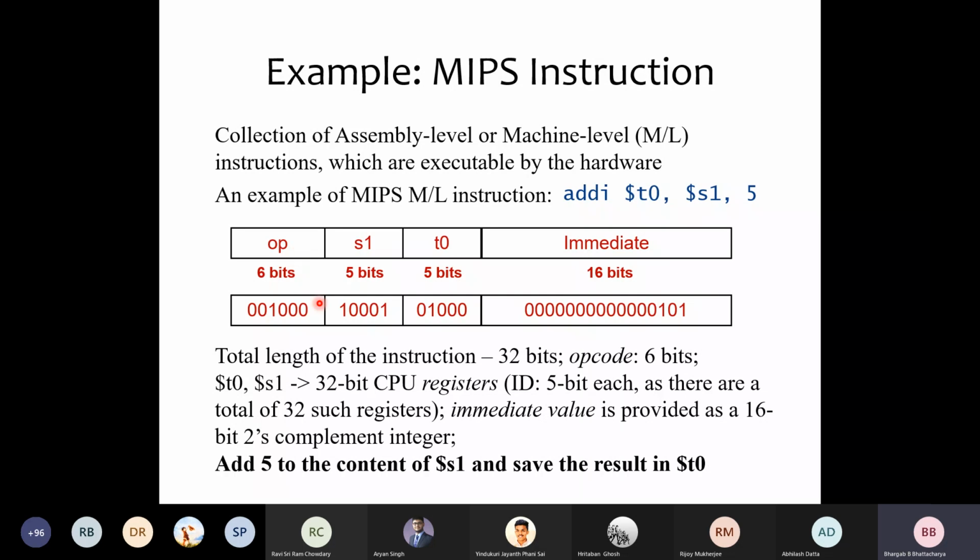6 bits are gone for the opcode. These 5 bits are gone to designate this register. 5 bits are gone to identify this register. So you are left with how many bits here? 5 plus 5 plus 6 is 16, so 16 bits are left here. Now you have a problem. This 5 is saved here using 2's complement in 16 bits, right? But the content of S1 is 32 bits. So you have to add a 16-bit string to a 32-bit content. That means in hardware, you need to do something else. Do you appreciate this problem?